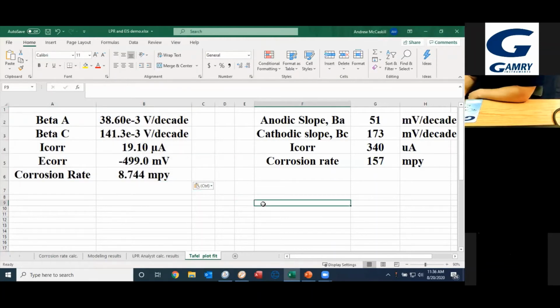Okay, so we have an anodic slope at about 40 millivolts per decade. The cathodic slope's about 140 millivolts per decade. This is our I-corr value, about 20 microamps. E-corr value is right there at 500 millivolts. Gives us a corrosion rate of about 8.8 milliinches per year. Let's see what the graphical fit tells us on that.